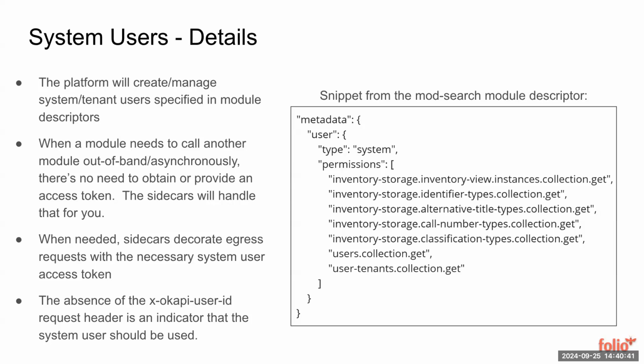And so how do the sidecars know if they need to do this? Well, we rely on the absence of the x-okapi-user-id header. So when a sidecar gets an egress request, a request from its associated module going outwards, that is missing this user ID request header, that's an indicator to the sidecar that if it knows about a system user, it should probably inject it here, right? So it obtains the credentials from secret storage, it obtains an access token, caches some of that, of course, and then adds that to the request before proxying it. Next.